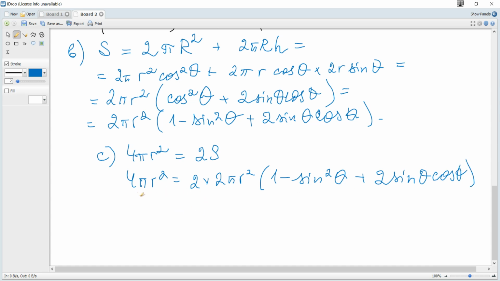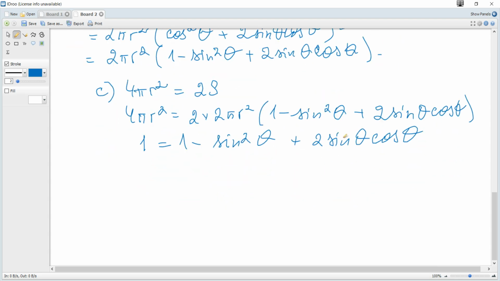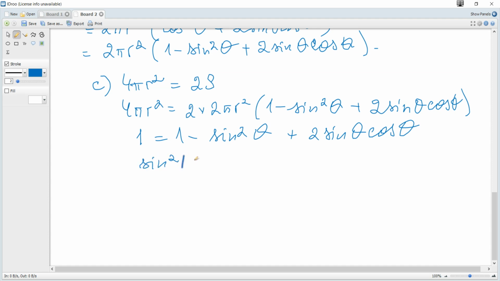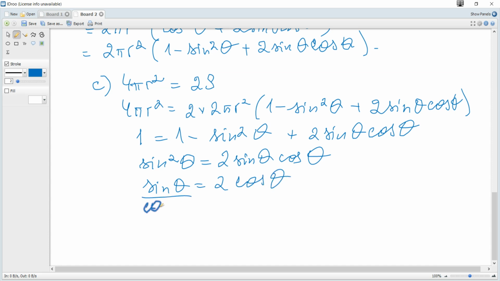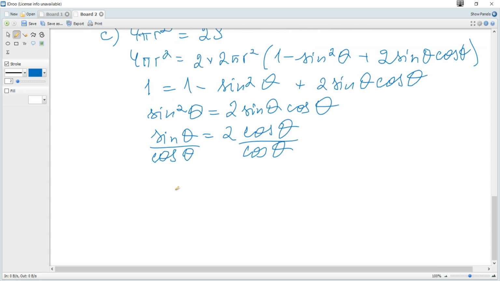You can see that 4 pi r squared cancels, and it becomes just 1 equals 1 minus sine squared plus 2 sine cosine. The 1 cancels, and we get that sine squared is equal to 2 sine cosine. Since sine is not 0, we can divide by sine, so it becomes sine theta is 2 cosine theta, and dividing by cosine, we get sine over cosine, which is tangent of theta, is 2, as required.